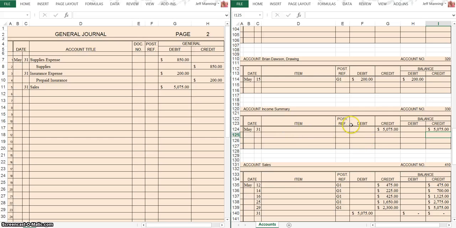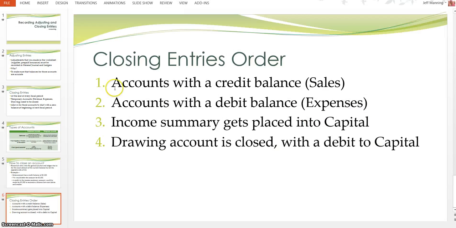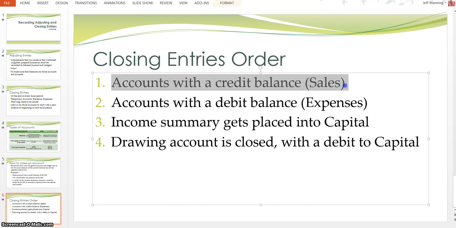Now, I need to record this in my general journal. So I go over here, indent slightly, income summary, $5,075. All right, we are done with the first step. We just did our sales account. We're now going to move on to our expenses.